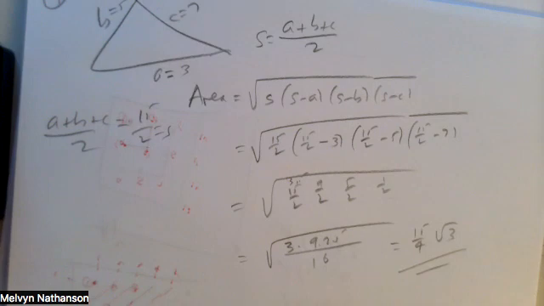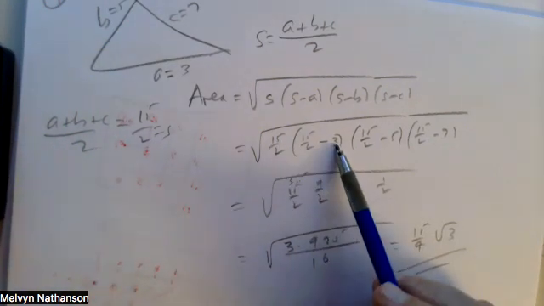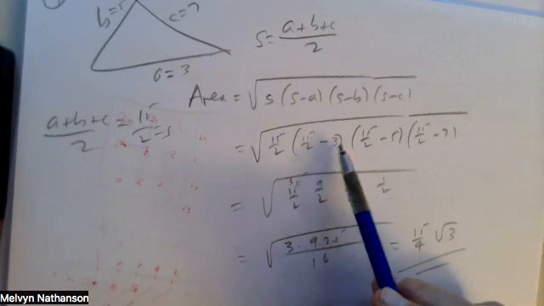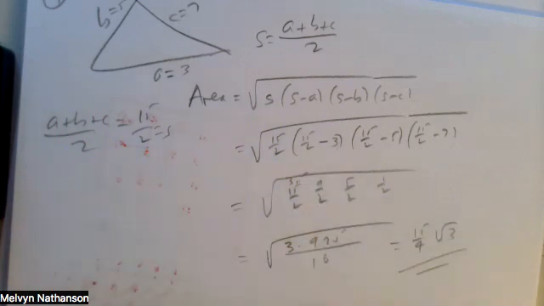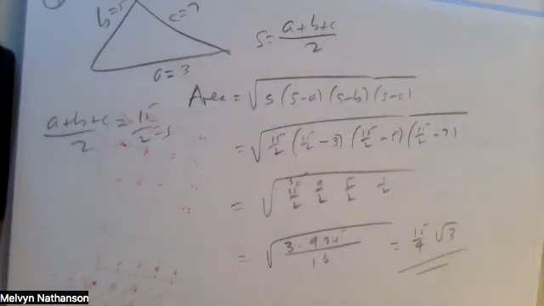The sides are 3, 5, and 7. That adds up to 15. Half of that is 15 over 2. So this is 15 over 2 minus 3, which is 6 halves. So that's 9 halves, 5 halves, 1 half. Yeah, this looks good. So that's Heron's formula.